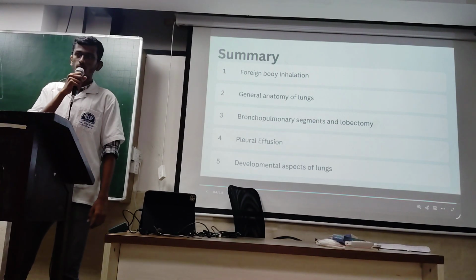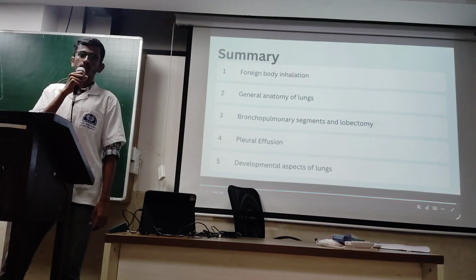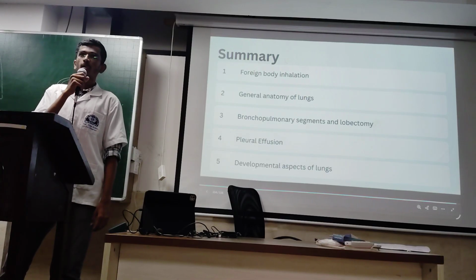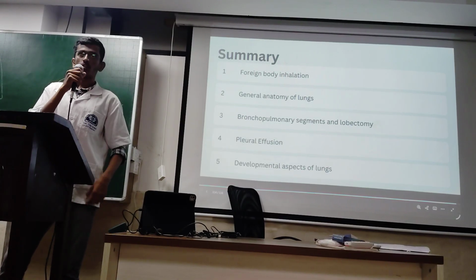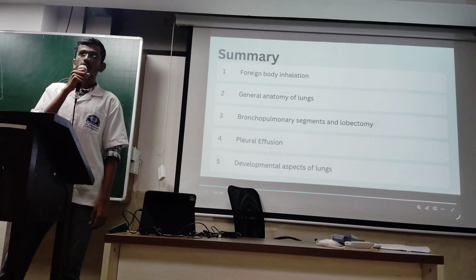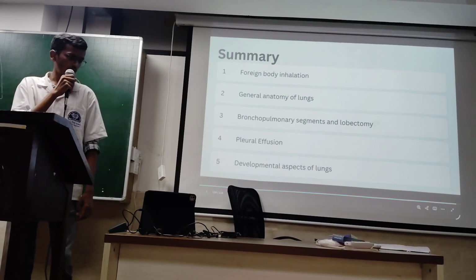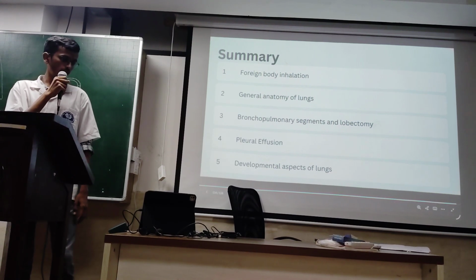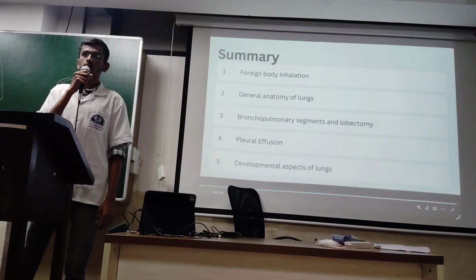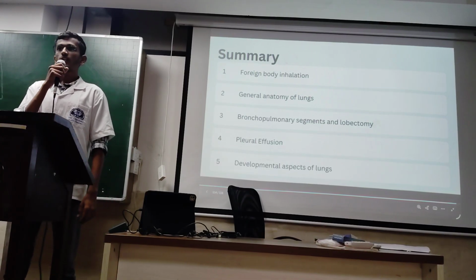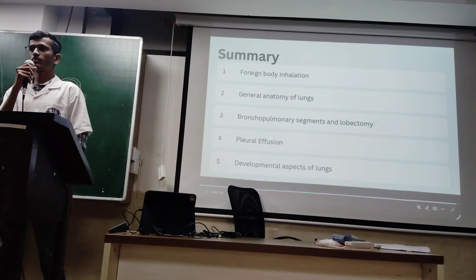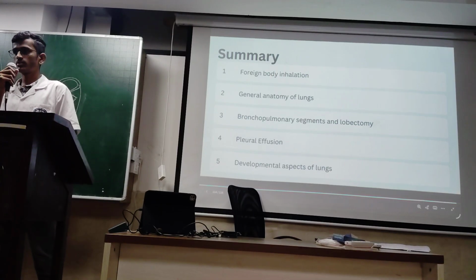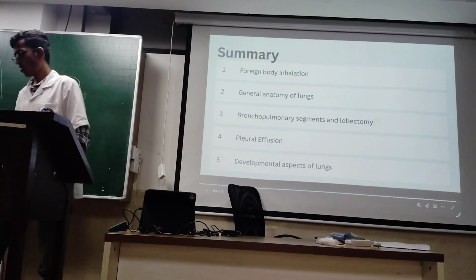The last topic is the developmental aspect of the lung. The lungs develop at the embryonic stage from the respiratory diverticulum. The development of the lung occurs in various stages like embryonic, pseudoglandular, canalicular, and alveolar. Thus, the lungs are vital organs for respiration, and understanding their anatomy and development is important for accurate diagnosis and effective treatment. I would like to call Shalvo for the vote of thanks.